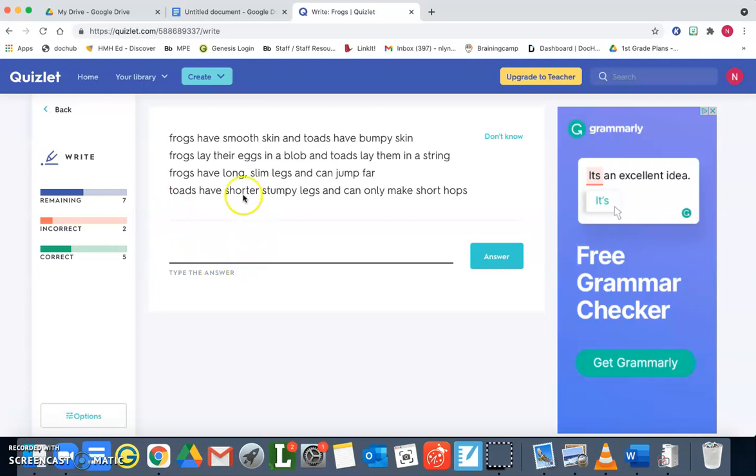So you have to type the answer on the line. Frogs have smooth skin and toads have bumpy skin. Frogs lay their eggs in a blob and toads lay them in a string. Frogs have long, slim legs and can jump far. Toads have shorter, stumpy legs and can only make short hops. So this is 3 differences between frogs and toads. Now let's see if that was the exact answer.